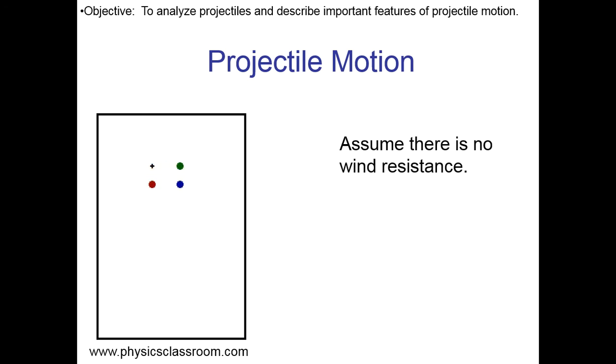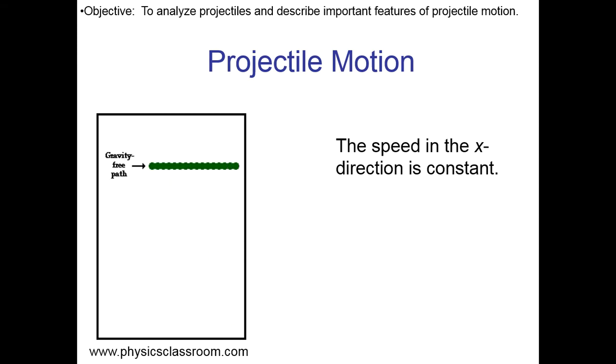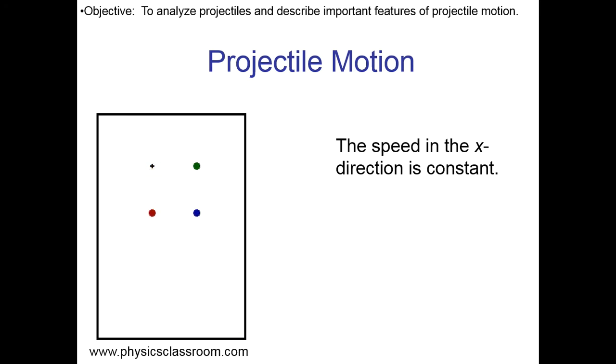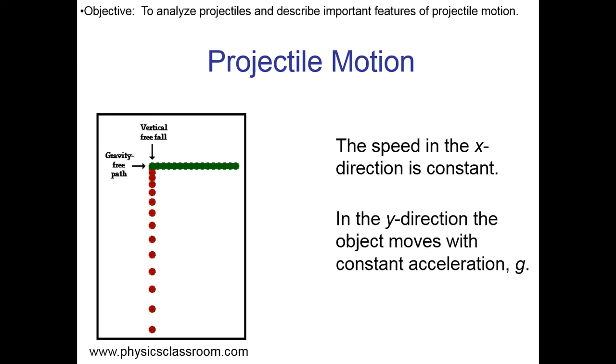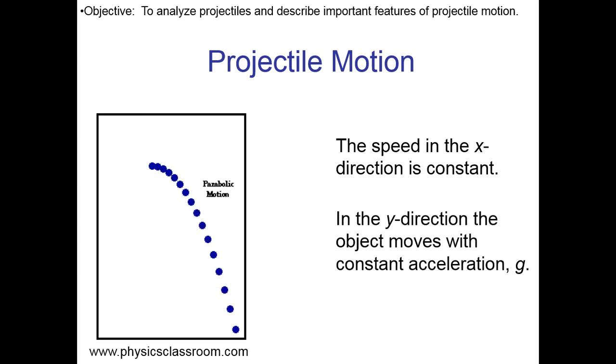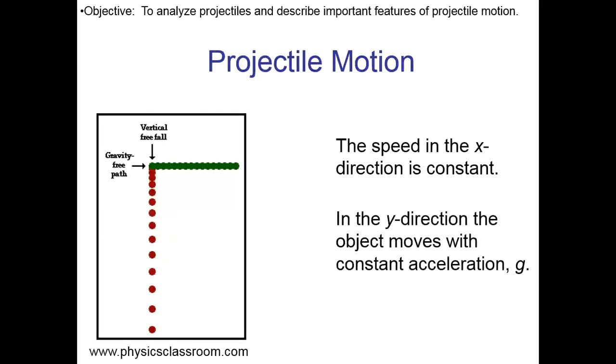So with all these problems, we're going to assume there's no wind resistance. And when we do that, we can find that the speed in the x direction is constant. That's because there are no forces acting in the x direction. However, there is a force of gravity acting down in the y direction, so we can say that the object in the y direction is going to move with a constant acceleration of g.